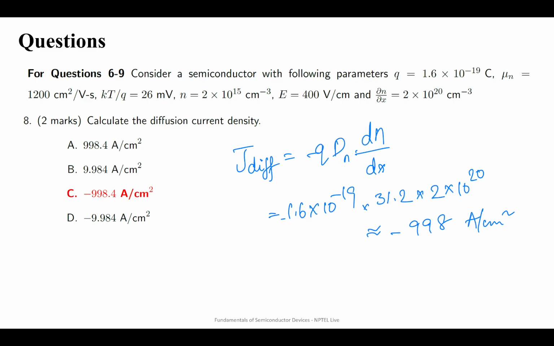Actually, that is wrong. It will be minus 998.4. So diffusion current is given as minus q Dn del n by del x. So there is a negative sign here. So it will be minus 998 ampere per centimeter square, not plus.